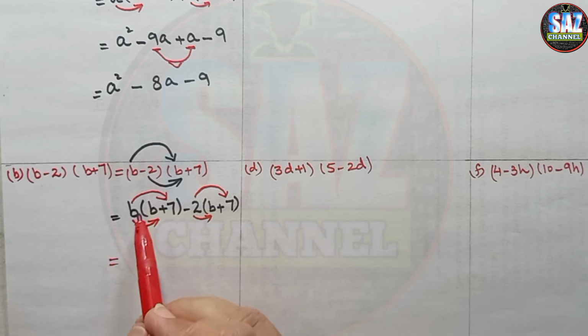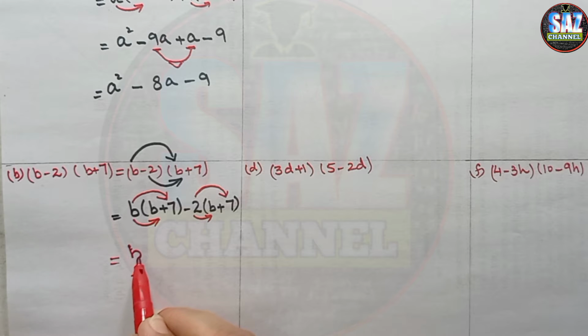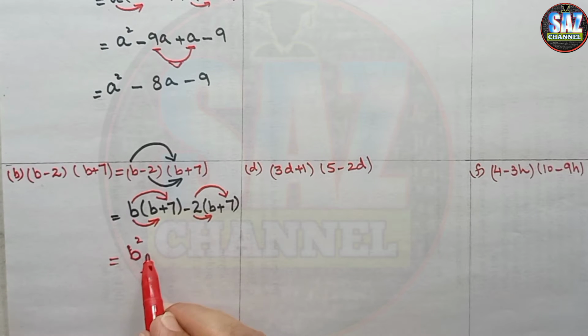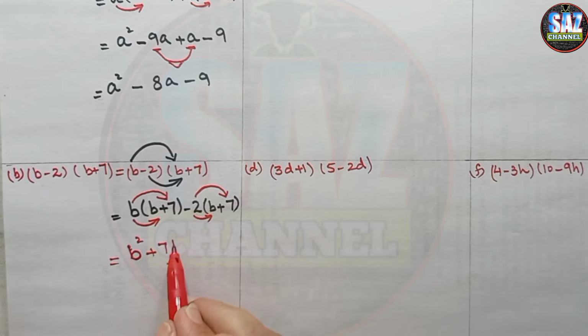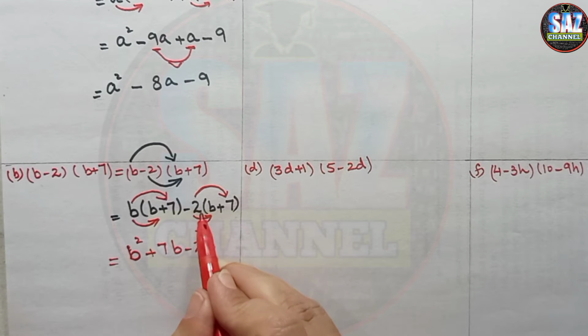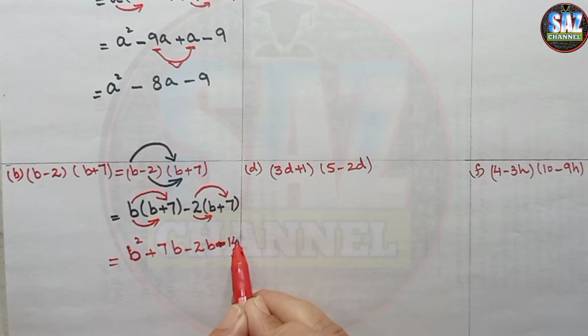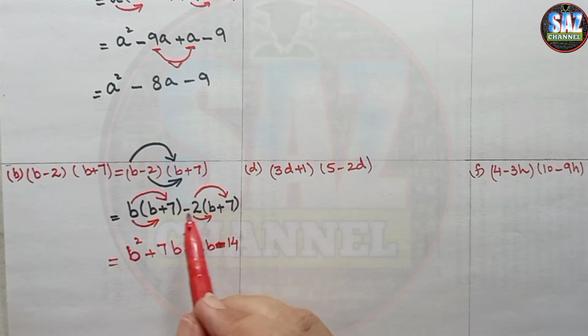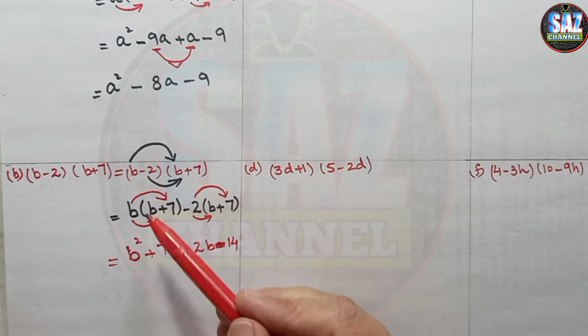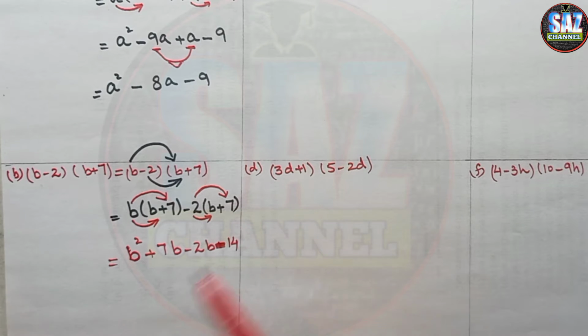Now b multiplied by b becomes b square, plus 7b, minus 2b, and 2 times 7, read the table, is minus 14. Plus sign multiplied by minus sign is minus. Let me double check it: plus 7b minus 2b and minus 14.